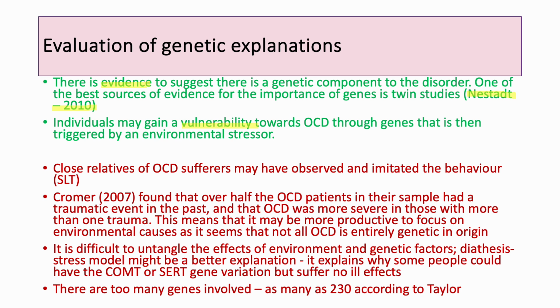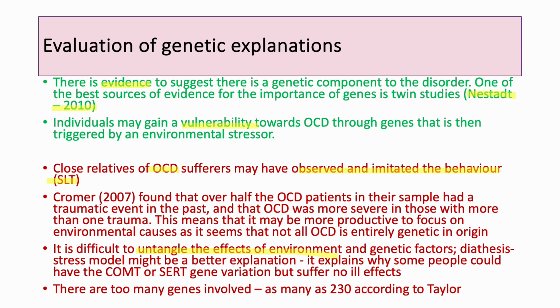However, there might be better explanations, such as social learning theory, because the argument is that if OCD is genetic, you can't actually untangle the effects of the environment, and it could be that they've observed and imitated the behaviour and then have gone on to develop OCD themselves.